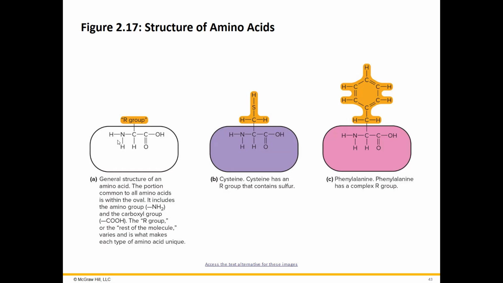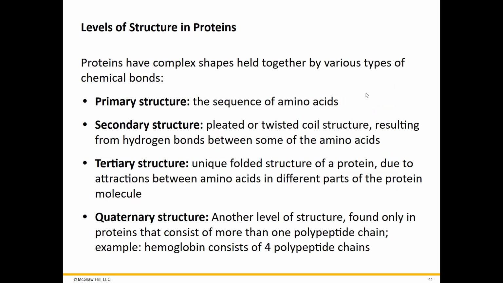Carboxyl group, amino group. The R group is different depending on the protein, depending on the amino acid. This R group is cysteine. Okay? This R group is phenylalanine. You don't need to memorize all these. Just know the R group tells us what amino acid it is. It's what makes the amino acid unique, because everything else is the same. Every amino acid has the exact same amino group, the exact same carboxyl group. The R group determines what amino acid it is.